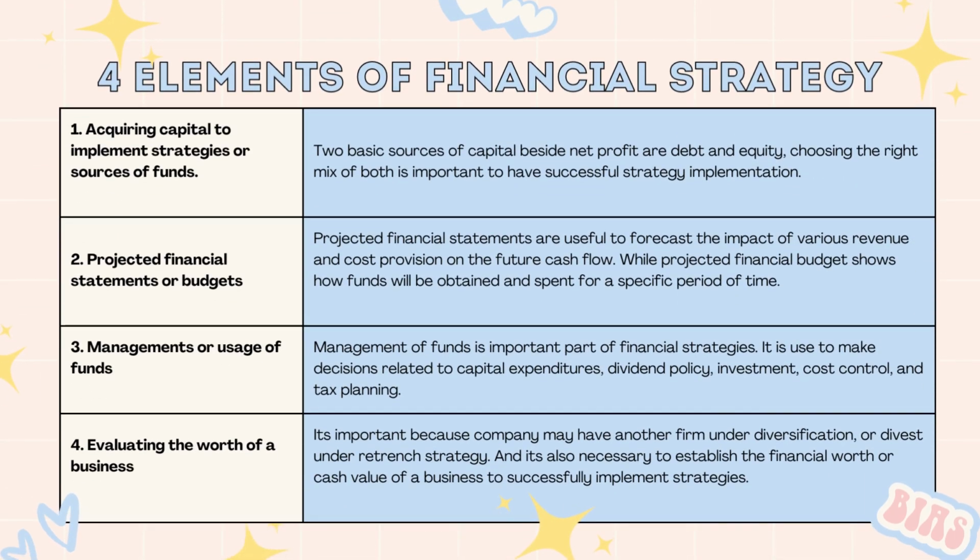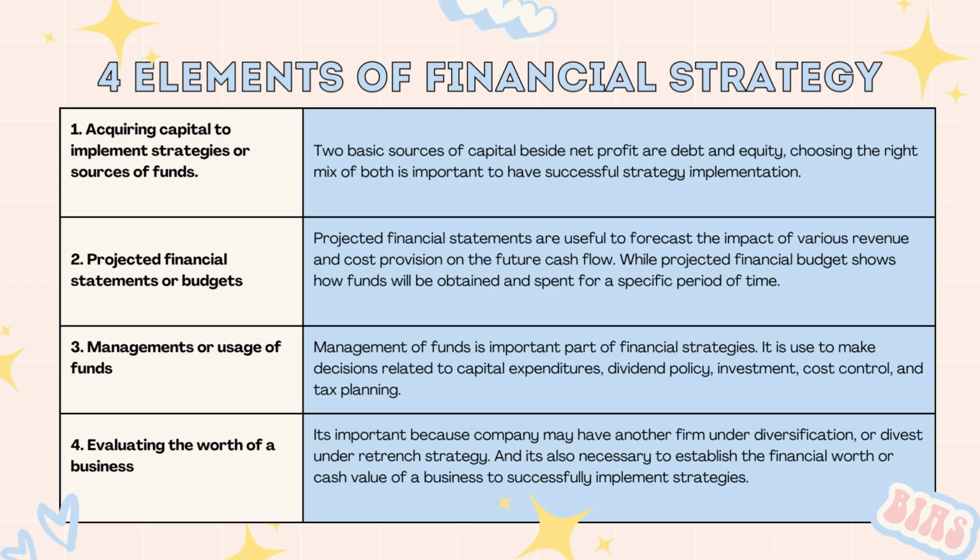Okay, now we will talk about 4 elements of financial strategy. The first one is acquiring capital to implement strategies, or sources of funds. 2 basic sources of capital beside net profit are debt and equity. Choosing the right mix of both is important to have successful strategy implementation.